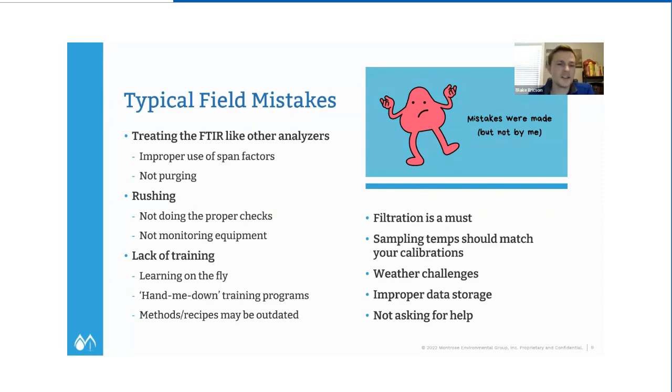Rushing. Rushing is a huge thing in our field. In my, I don't want to call it a previous life, but in my previous role as a project manager with FTIRs, I was always looking forward to getting home on the weekend or in time. And sometimes that does not happen with what we do. You got to stick it out and get the work done for the customer. But rushing to get home, not doing proper checks, not monitoring that equipment, that's going to burn you. So take a deep breath, know your methods, know what you're doing, and know the bigger picture here is that you're going to be helping a customer out with this sort of stuff. So take your time. If you're not monitoring your equipment, if you have any sort of temperature loss, that's going to really impact your data.